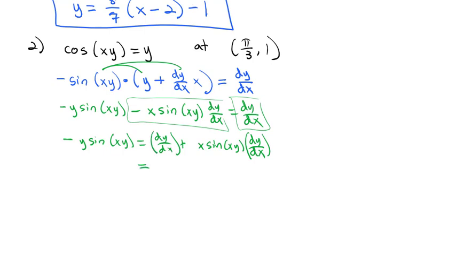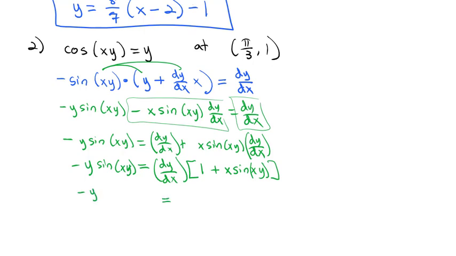Once they're all on one side, we can factor out dy/dx, leaving behind a 1. Don't forget the 1. It doesn't just disappear. Plus x sine of xy, still equal to negative y sine of xy. Finally, to get the dy/dx alone, we divide both sides by what it's multiplied by to get our final derivative: negative y sine of xy divided by 1 plus x sine of xy equals dy/dx.